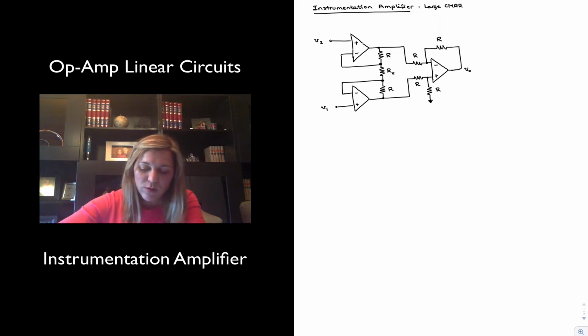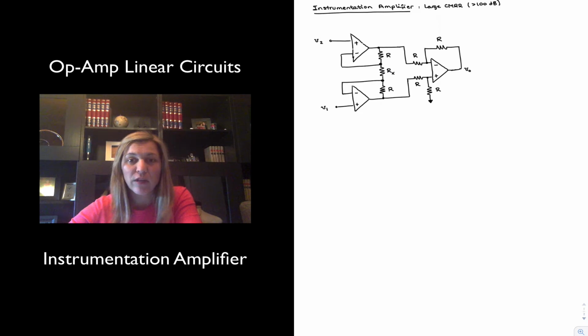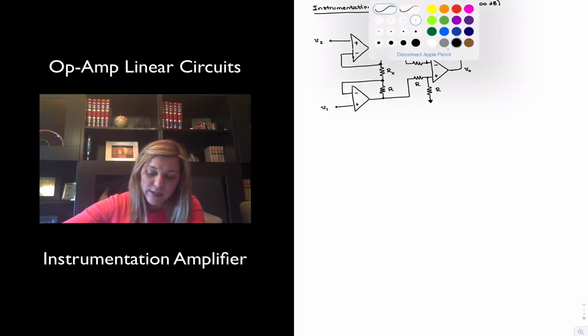So large CMRR, what I'm talking about, that is greater than 100 dBs typically. So a typical value for an instrumentation amp could be 120 dBs. And again, it's good for precision applications. Let's go ahead and proceed with the analysis.